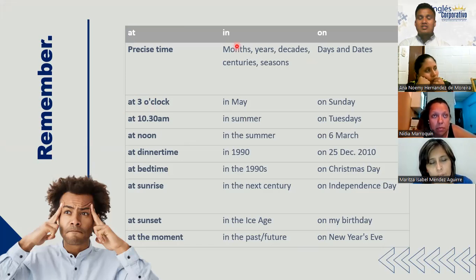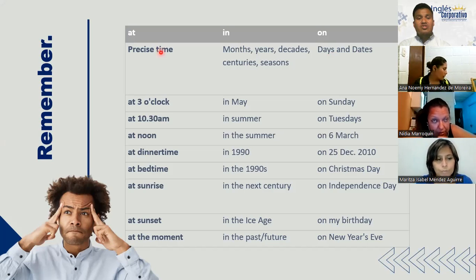So, let's keep moving on to the next preposition, which is on. We are going to use it when we talk about days and dates, okay? So remember, preposition of time at, when we are talking about precise time, preposition in, when we are talking about months, years, decades, centuries, and seasons. And preposition on, when we're talking specifically about days and dates, okay?